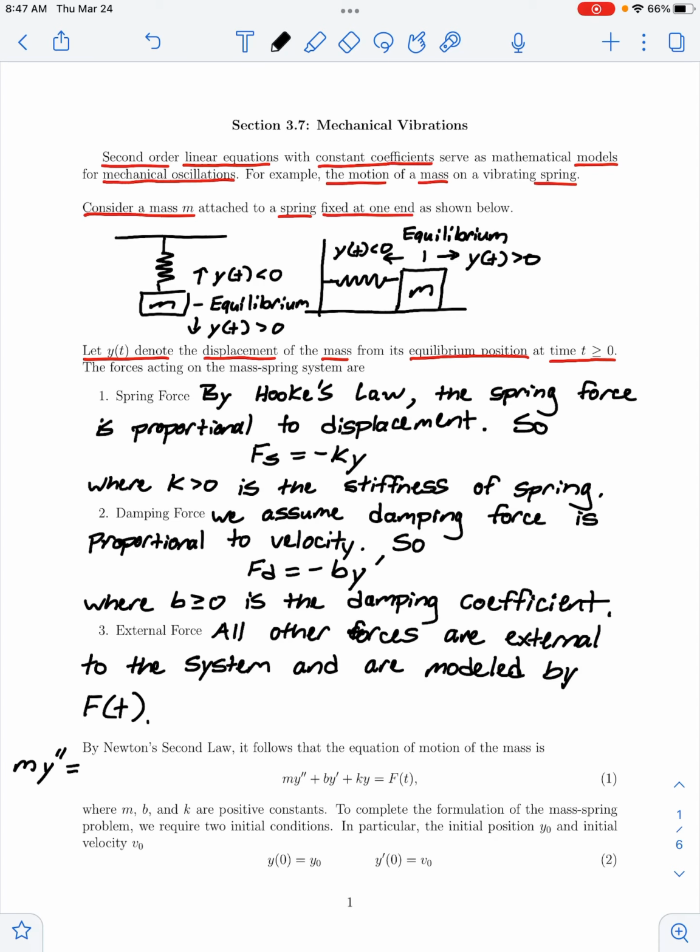And here, our forces were given by the sum of the spring force, which was negative ky, the damping force, which was negative by prime, and the external forcing function, F of t. So if we move all of the y terms to one side of our equation, we have my double prime plus by prime plus ky is equal to F of t.